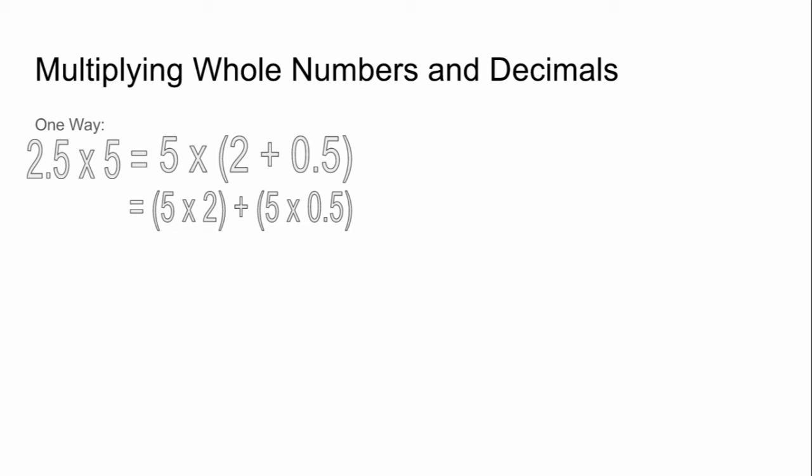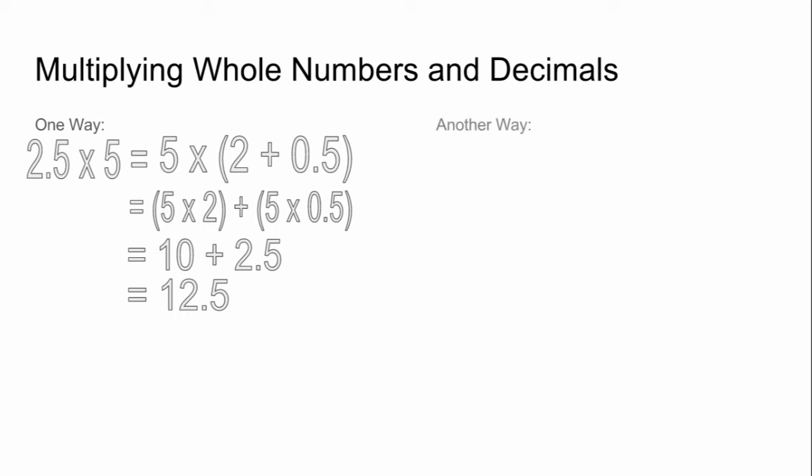That's going to give us the same number. Well, when we multiply the numbers in the parentheses, we have 10 plus 2.5, and we can add those numbers together easily to get 12.5 or 12 and 5/10 grams. That's using the distributive property to solve the problem.